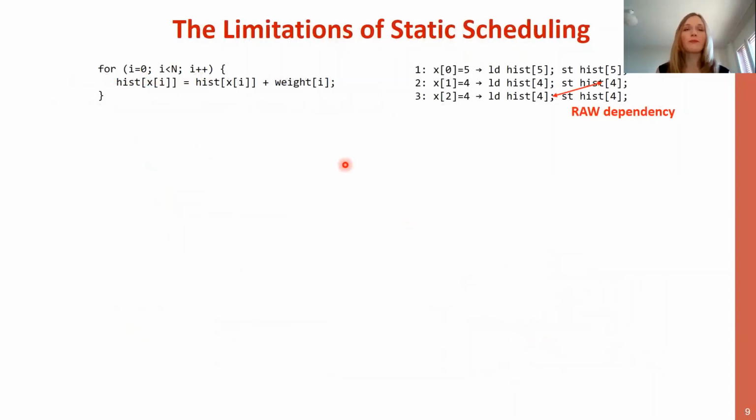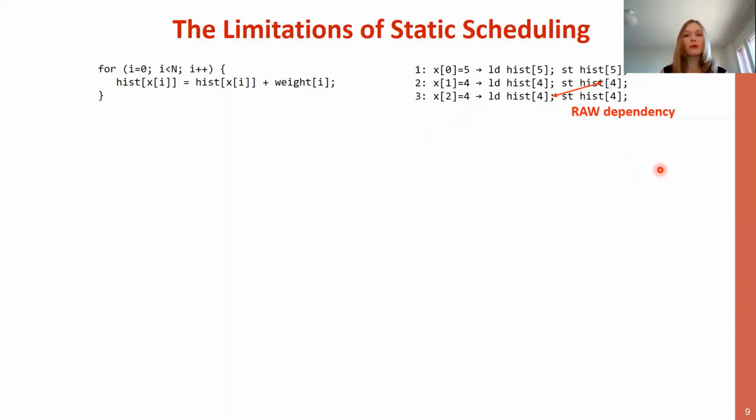Let's take a look at this example. Here, we are reading a value of x. We are using this value to address the array hist. We are doing some computation and then storing back to memory. Now, depending on the values of x, there may or may not be read after write dependencies between consecutive loop iterations. In our example, between the second and the third iteration, there is a read after write dependence because we are reading the same value that we have stored in the previous loop iteration.